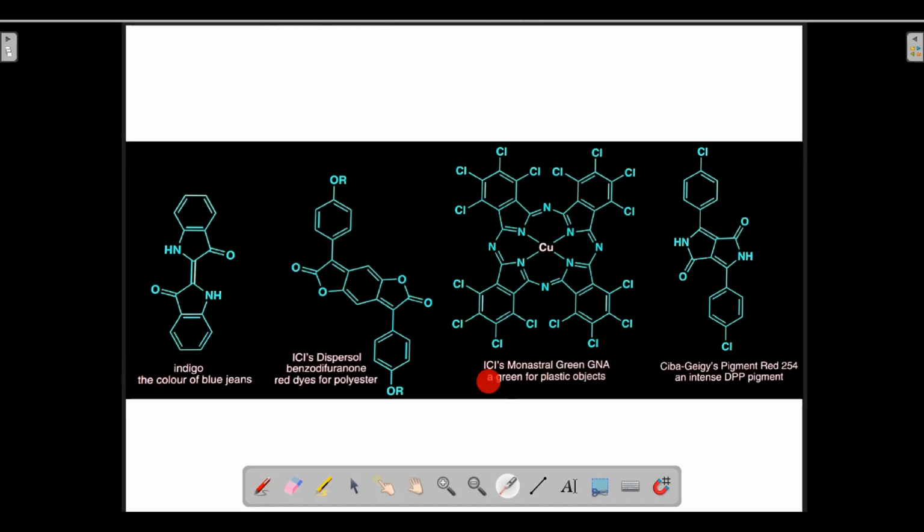Monastral Green GNA is a green used for plastic objects. What are plastic objects? Plastic objects like plastic containers, bathing tubs, plastic stools, all those things. For coloring them in green color, this is used.